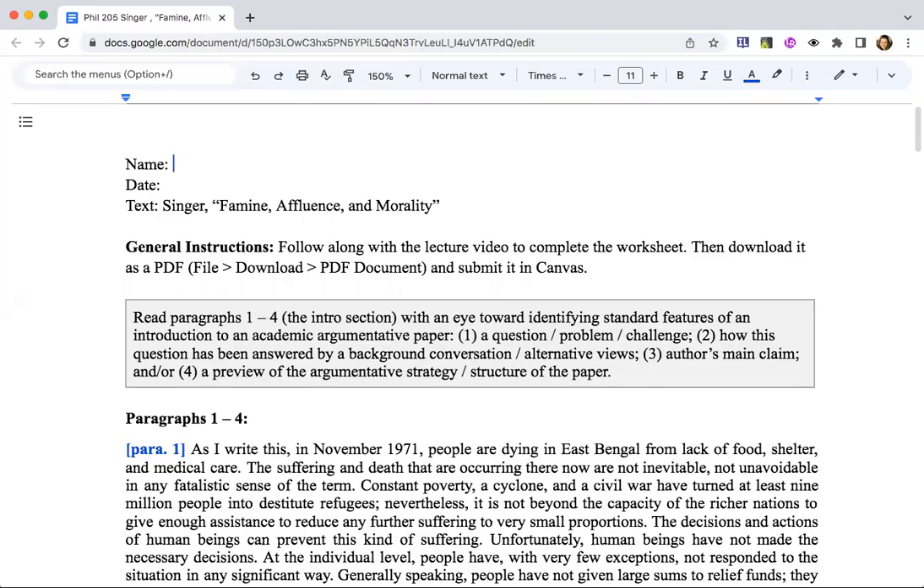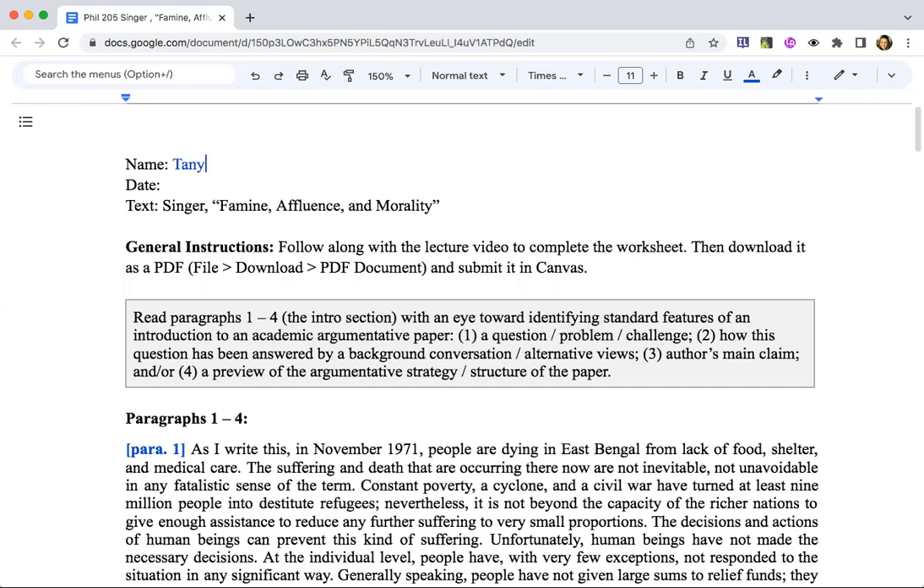Okay, in this video, we are going to work through a text together. It's only 6 paragraphs long, but we're going to take a deep dive. You should have already made a copy of the worksheet. This worksheet includes the text itself, as well as some questions you should be able to answer.